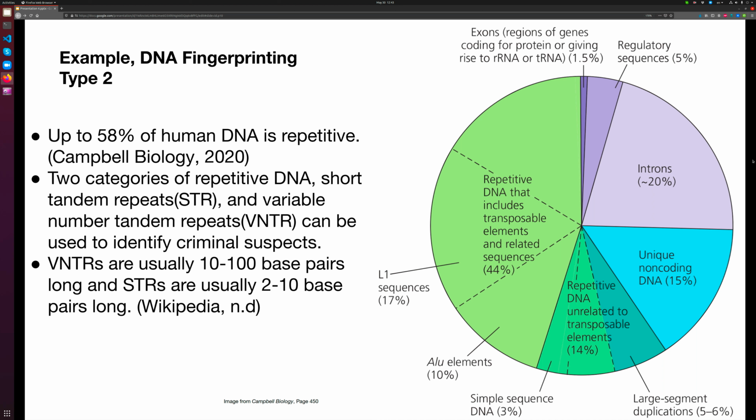So the short tandem repeats and the variable number tandem repeats are repetitive DNA, and there are two big categories of repetitive DNA: repetitive DNA that includes transposable elements and related sequences, which is 44%, and repetitive DNA unrelated to transposable elements, which is 14%.